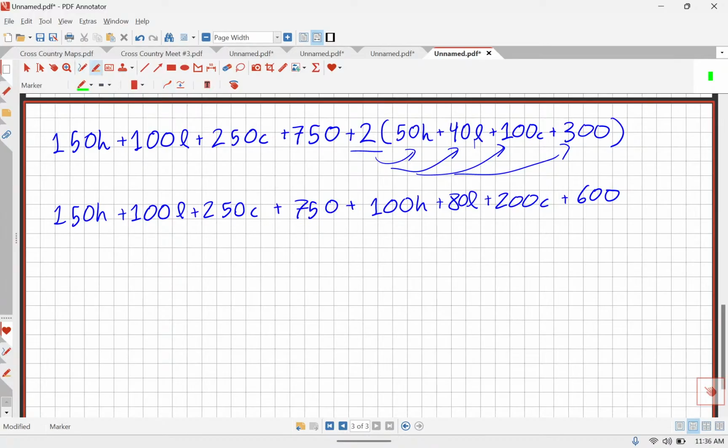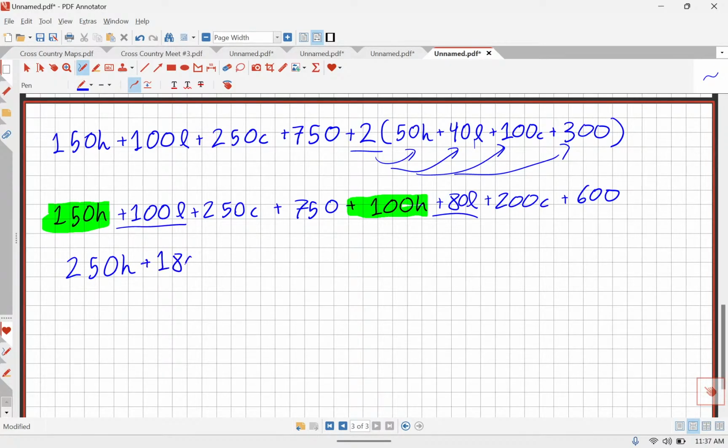I don't like the way this looks. I would like to clean that up a little bit, and we can do that, guys, because how many push-ups did she do here? How many did she do here? For a total of 250 push-ups. How many pull-ups did she do total? 180. I can put these together because a pull-up's a pull-up.